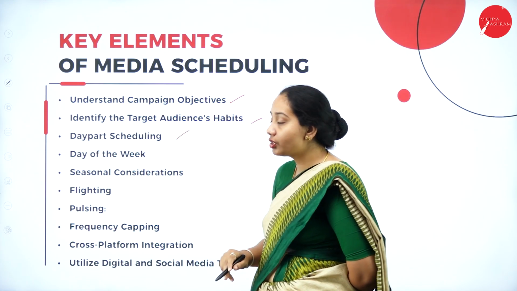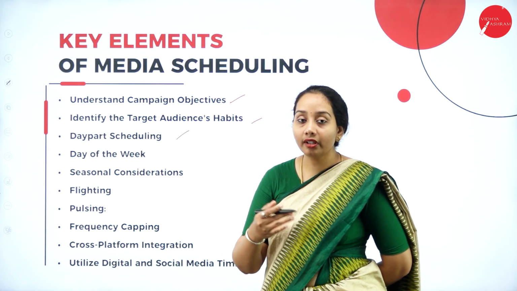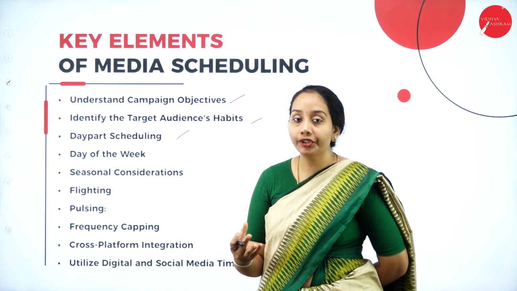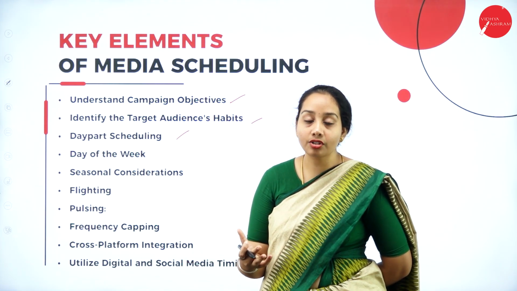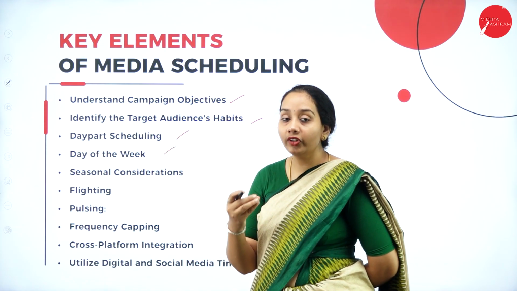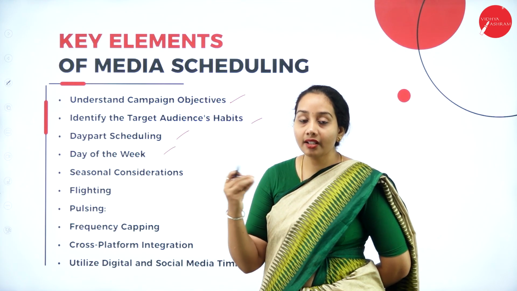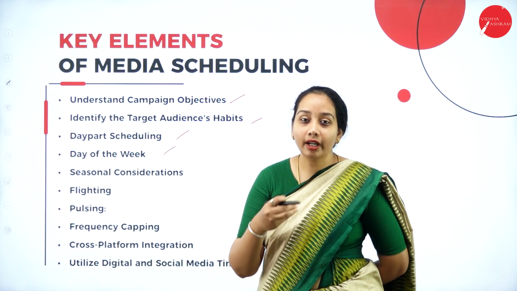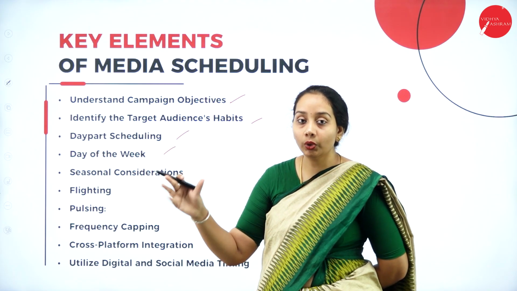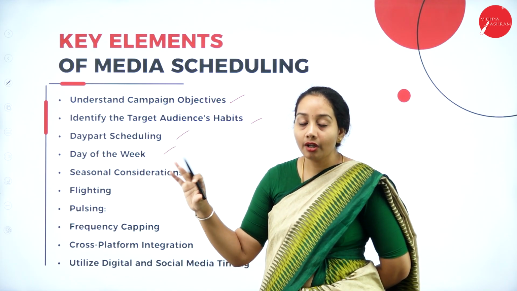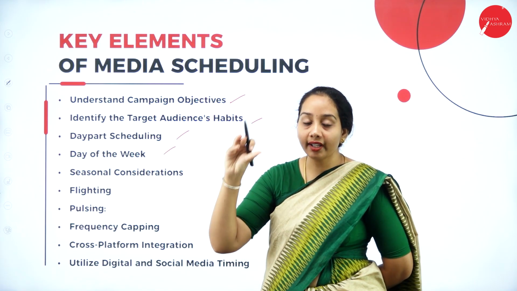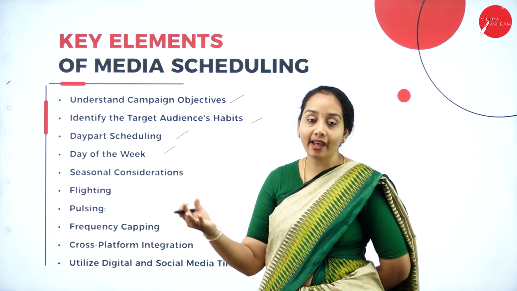Next is day parting scheduling. That means what the different types of media platforms are, and in which way you are going to schedule your ads to your target audiences. Next is day of the week. That means on which day, regarding seasonality or any emerging trend. For example, now we have got Holi. Holi is a seasonal festival. So during that time, what kind of products can be sold to them, and what kind of sale campaigns you can do.